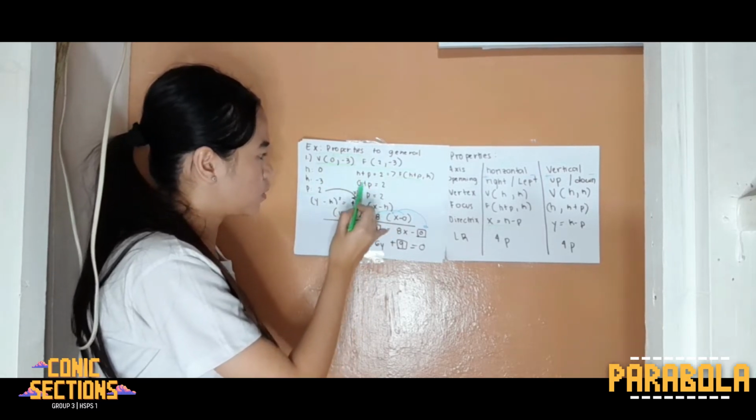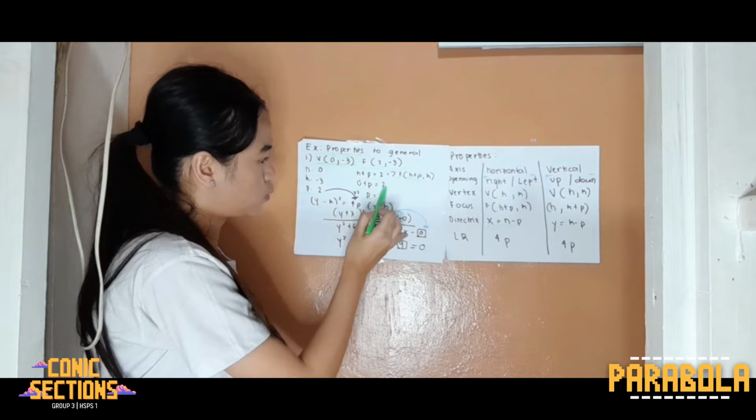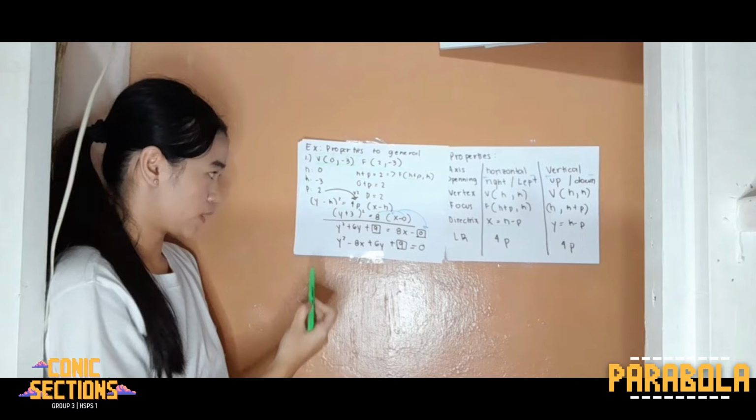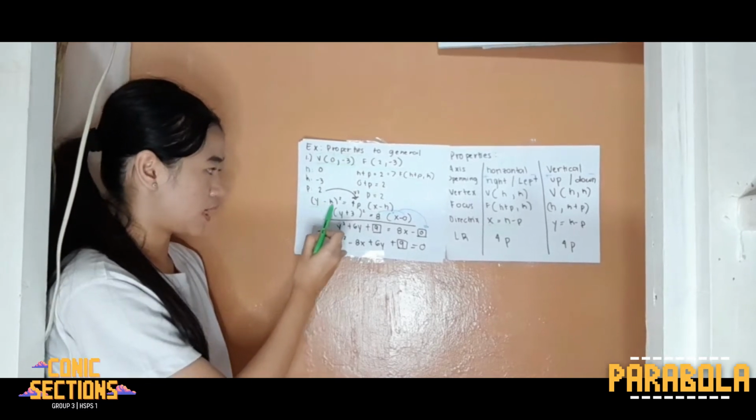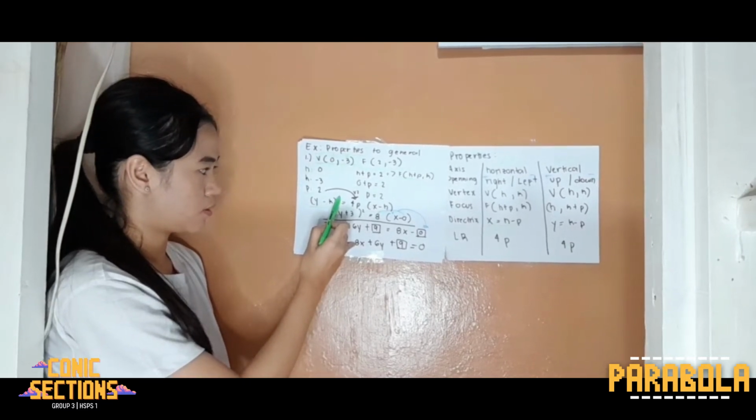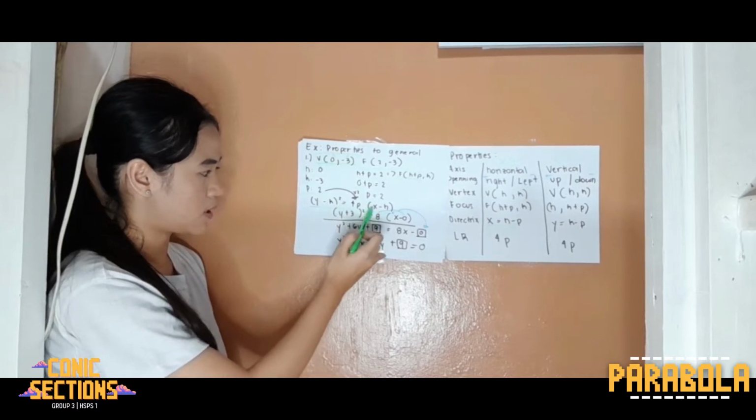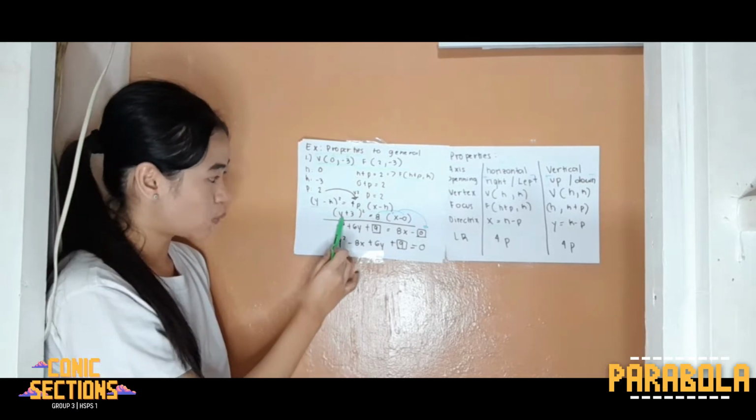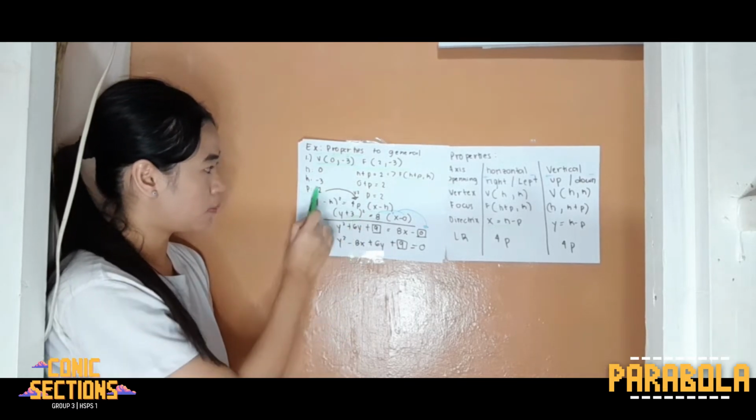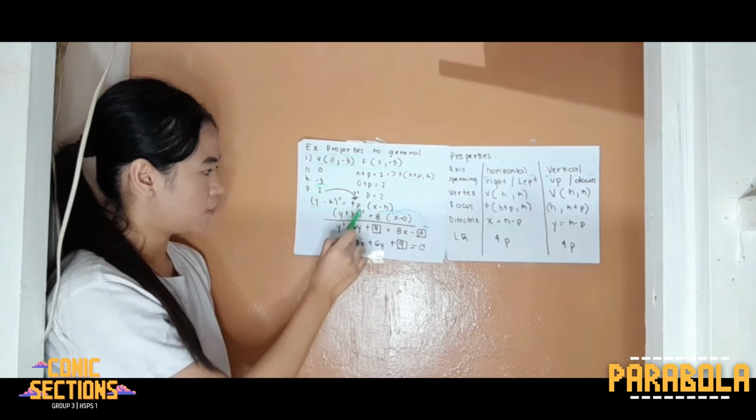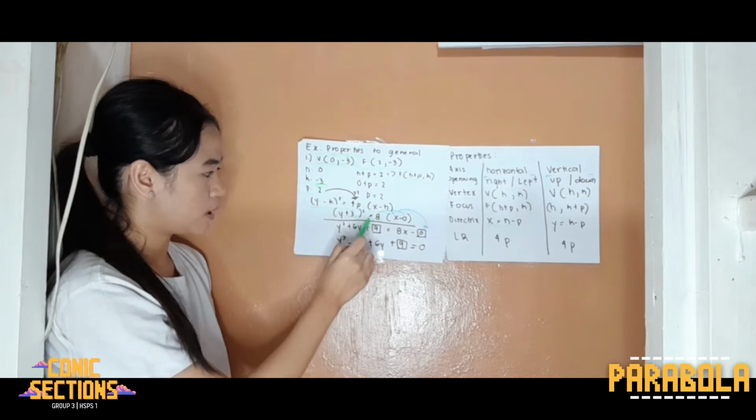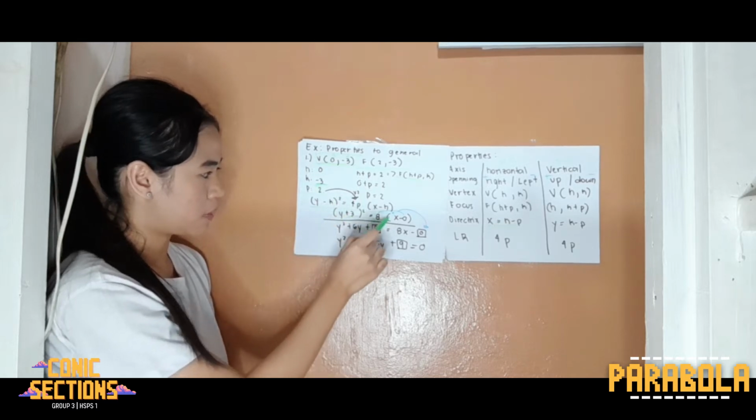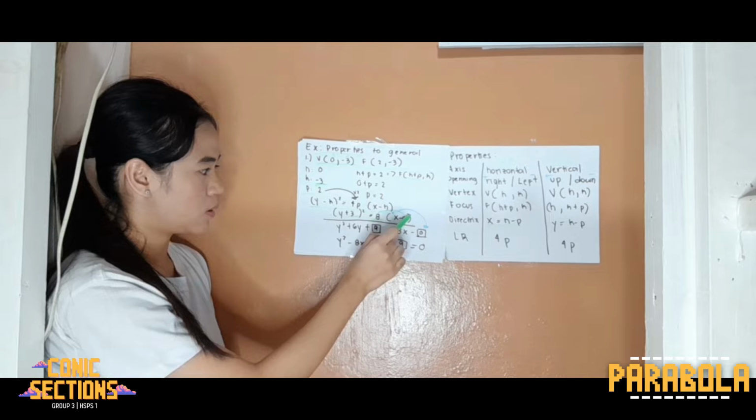H is 0. So, copy 0 plus P equals 2. So, your P is 2. Next, distribute. (y minus k) squared is equal to 4p (x minus h). So, distribute. (y plus 3), this will become positive, (2) squared is equal to 8. This becomes 8 because 2 times 4 is 8. (x minus 0).